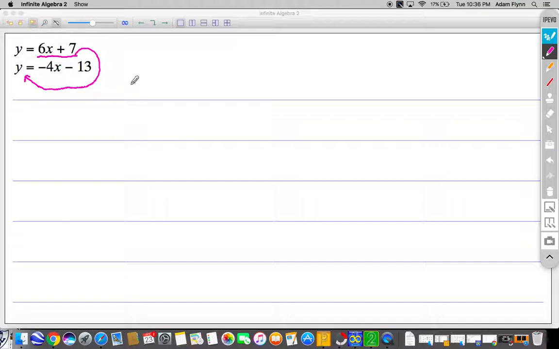So I get 6x plus 7 equals negative 4x minus 13. So I just replace my y in the second equation with this 6x plus 7, because I know y equals that as well. So now it's just a matter of solving for x. So I will add 4x to both sides.